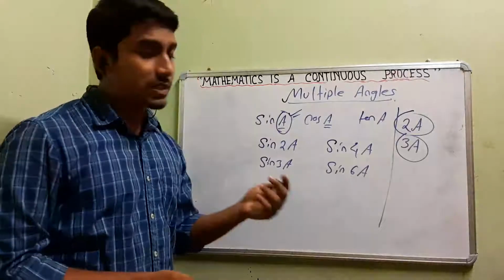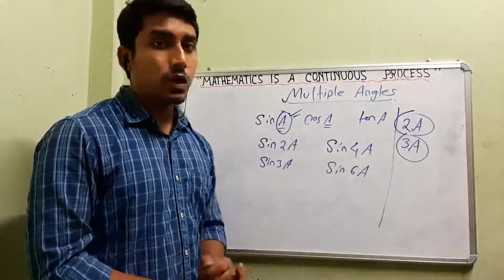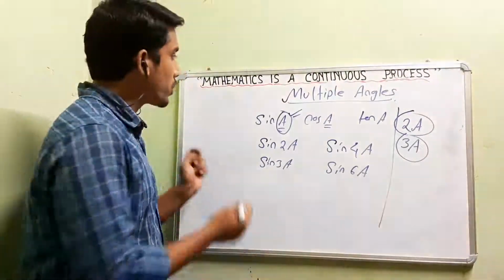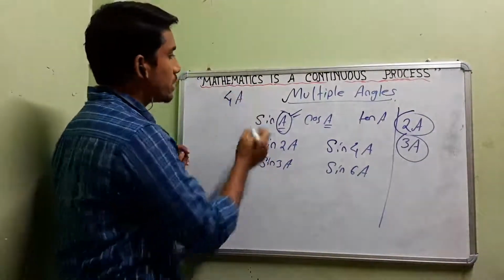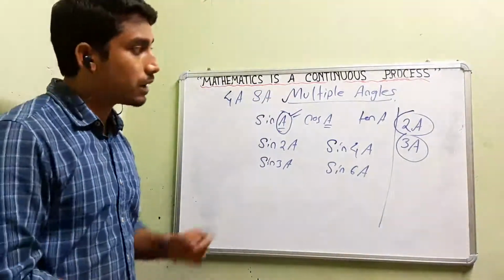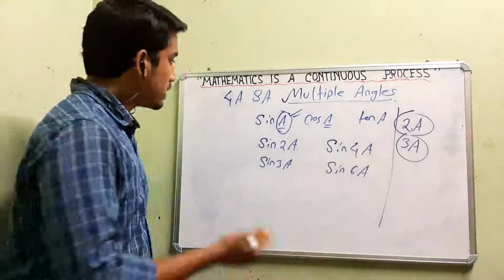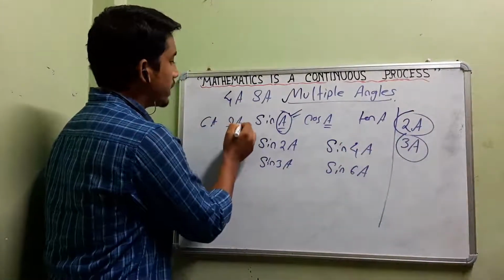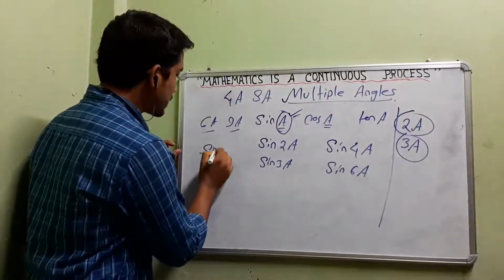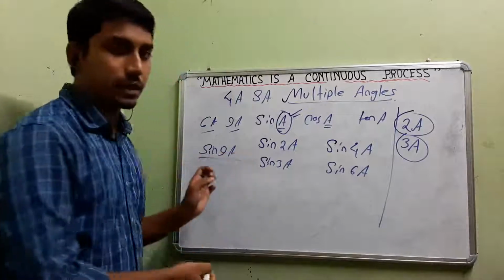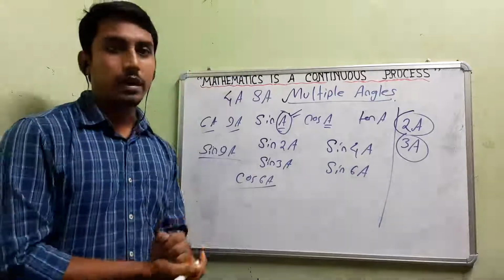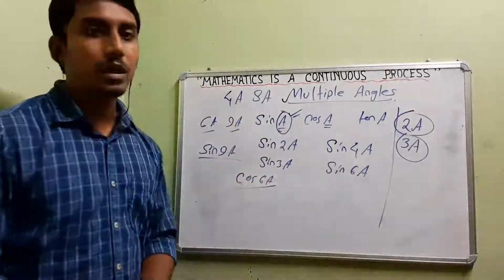Here we'll specifically deal with some angles which will be multiples of 2A. That means it may be 4A also. In solving problems we may get 4A, or we may get 8A. How to solve problems which are multiples of either 2A, or it may be 6A, it may be 9A? If trigonometric functions like sine 9A are there, how to solve that? If cos 6A is there, how to solve that? That type of things we'll learn in the topic multiple angles.